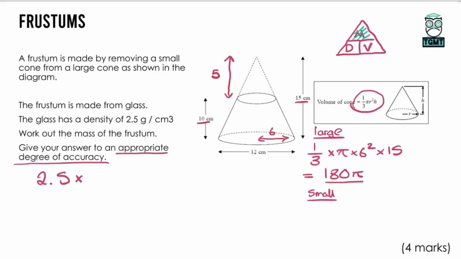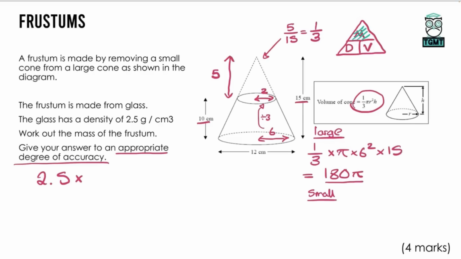Now finding the radius of that cone, we need to think about what proportion of the large cone has actually been taken off there. And it's 5 out of 15. So this little cone, looking at the height, is 5 out of 15. And that is equal to 1/3. So it's 1/3 of the size in terms of proportion. So we're going to have 1/3 of the radius. So 6 divided by 3 to find a third gives us a radius of 2.